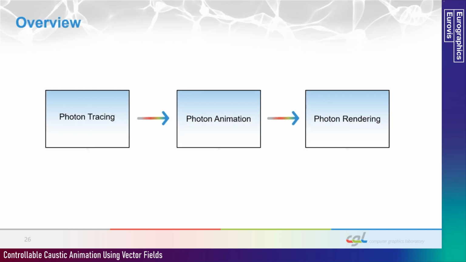We divided our system in three main steps. First, the photon tracing. Second, we compute the photon animation, where we set constraints and blend photons. Finally, we perform a progressive photon mapping rendering to obtain the final keyframes. I will go over each stage and give a brief overview of them. So let's start with the photon tracing step.